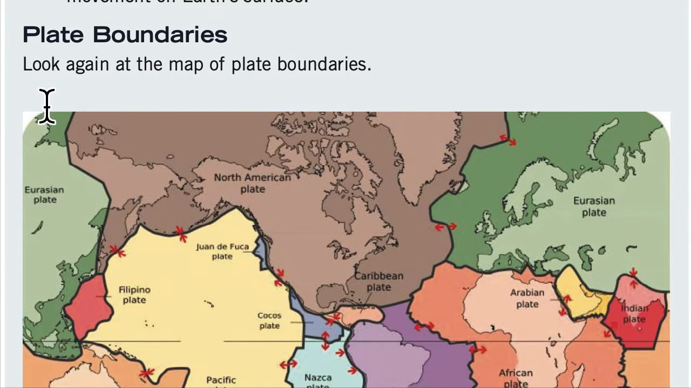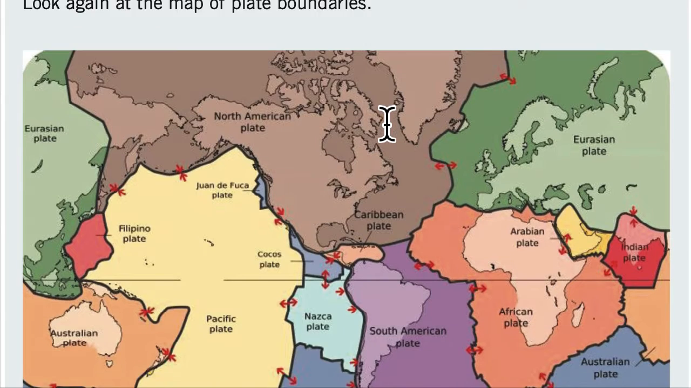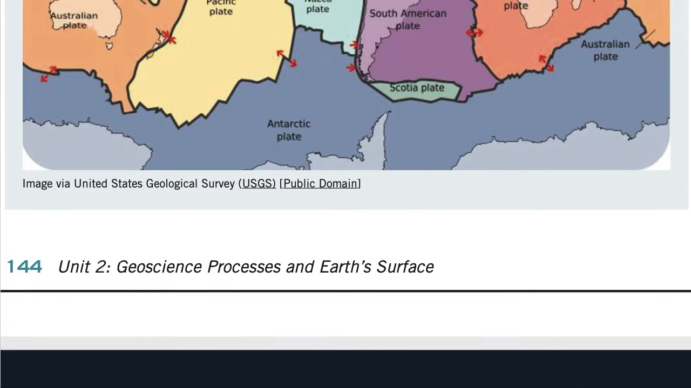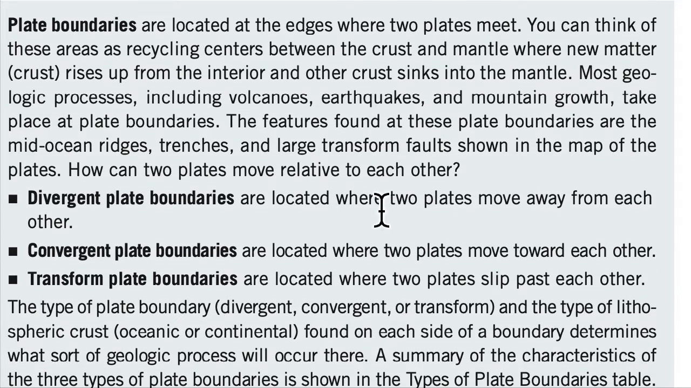Plate boundaries. Look again at the map of plate boundaries. Plate boundaries are located at the edges where two plates meet. You can think of these areas as recycling centers between the crust and the mantle, where new crust rises up from the interior and other crust sinks into the mantle. Most geologic processes, including volcanoes, earthquakes, and mountain growth, take place at plate boundaries. The features found at these plate boundaries are the mid-ocean ridges, trenches, and large transform faults shown in the map of the plates.